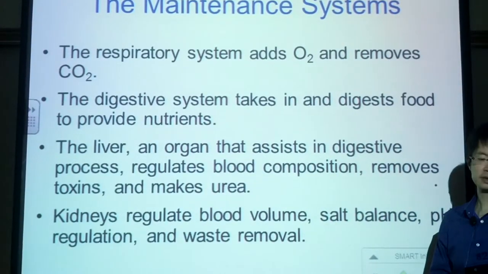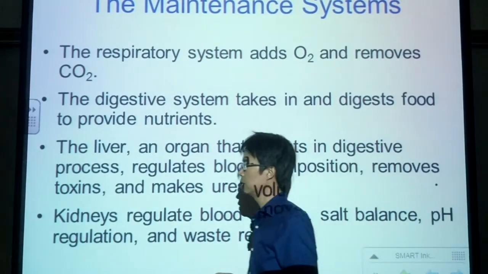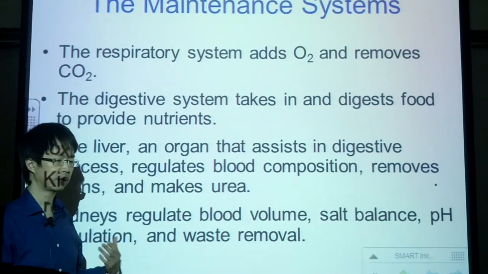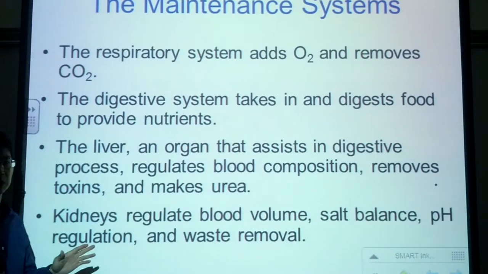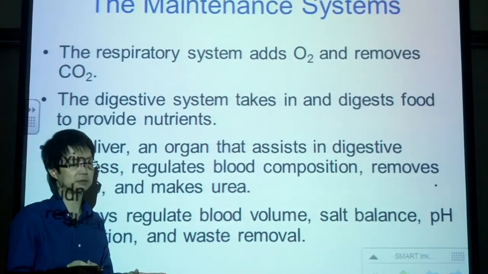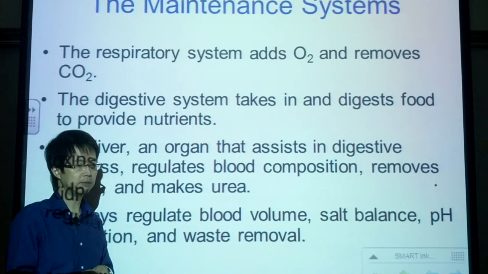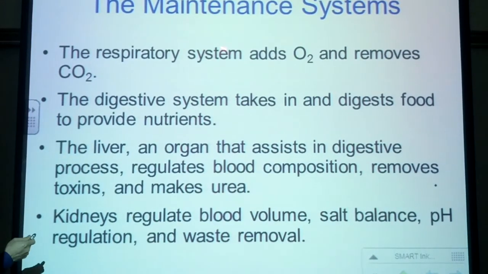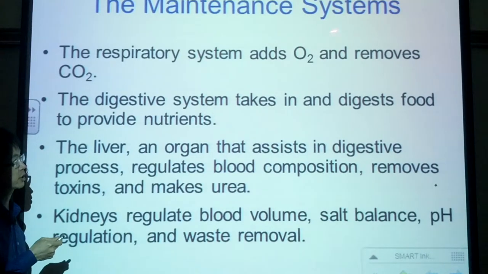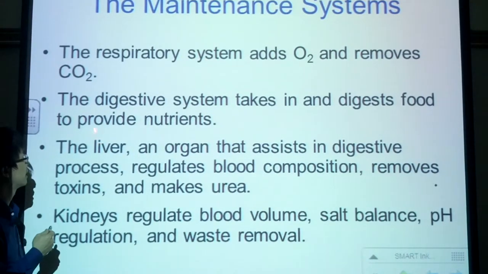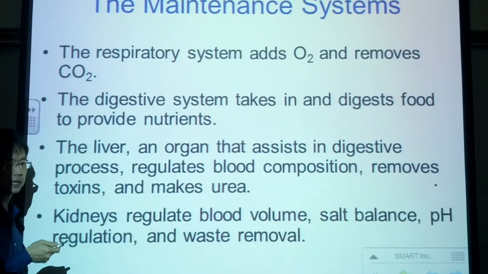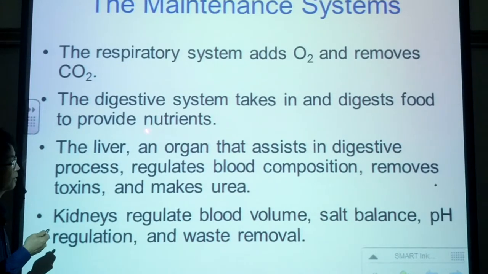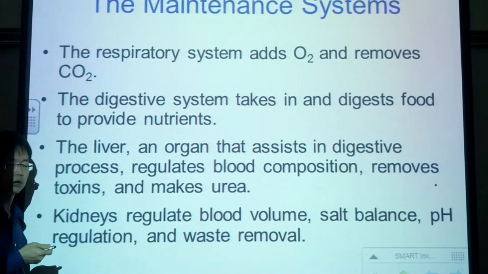So this is basically telling you how the transport system is your cardiovascular system, mainly. Actually, your lymphatic system is also a transportation system, but we didn't talk about this. Then the maintenance systems, we have the respiratory system. That means your lung that exchanges oxygen and carbon dioxide. And then your digestive system takes in food. They break down the food that you eat and then absorb it into your body so that it can provide nutrients, glucose and amino acids for your body cells to use.